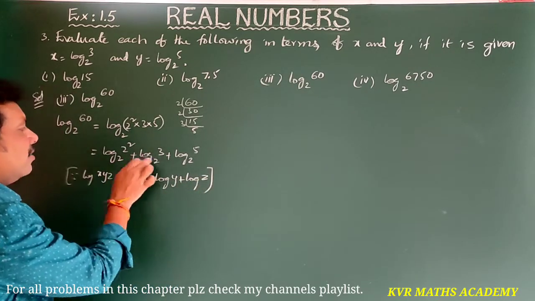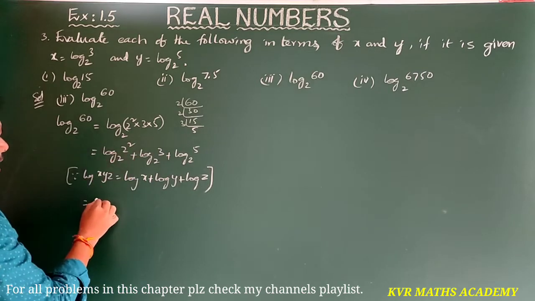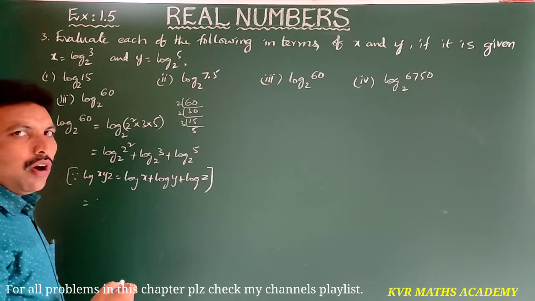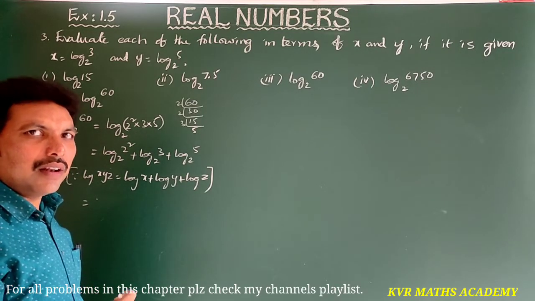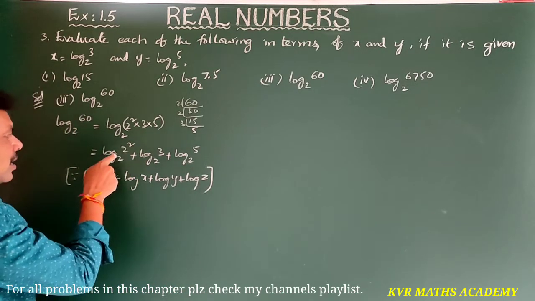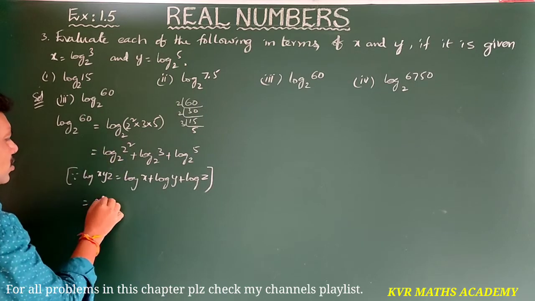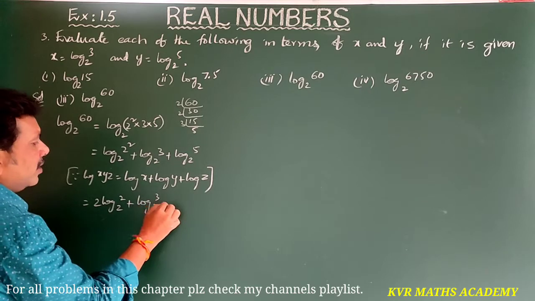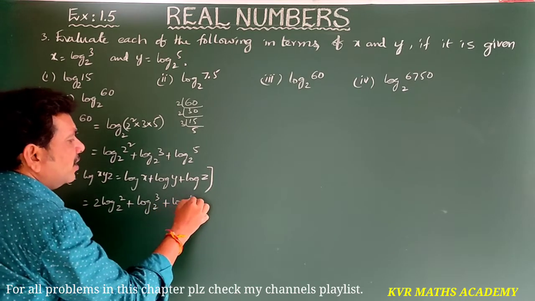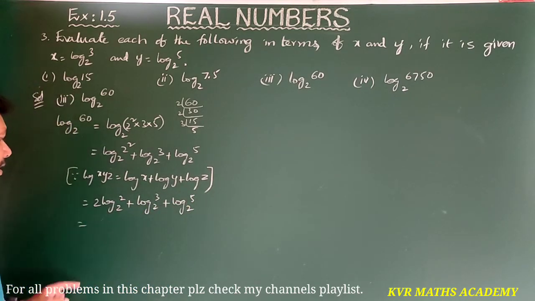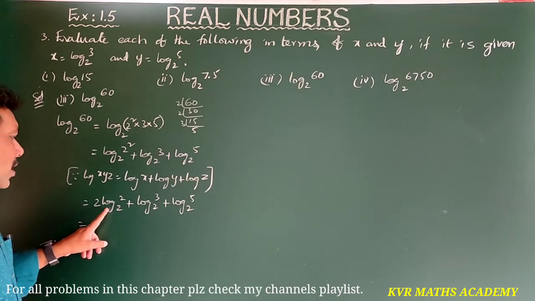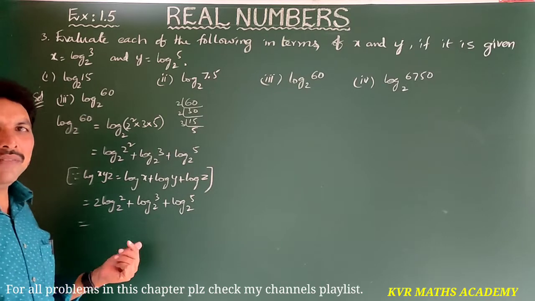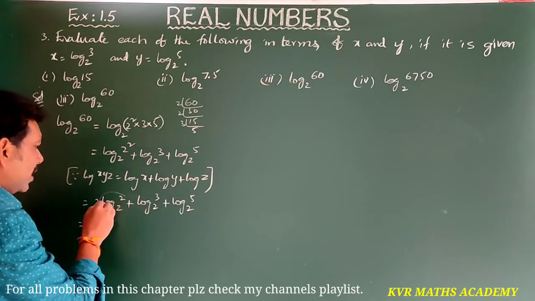In the same way I have written this one. Log x power m is equal to m log x. So this becomes 2 log 2 to the base 2 plus log 3 to the base 2 plus log 5 to the base 2. Here 2 into log 2 to the base 2, and log 2 to the base 2 is 1.